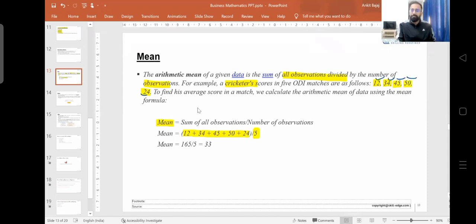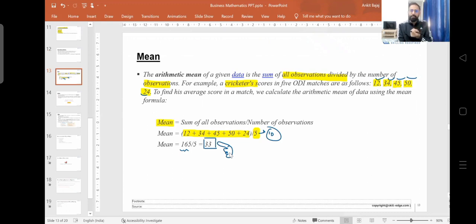Let's suppose if he has played 10 matches, he will have more runs. So if he has played 10 matches, instead of 5 you will be taking 10 here, right? So the average will depend on the number of matches he has played, right? Here, if I do the total of all runs and divide it by 5, then on an average MS Dhoni is scoring 33 runs, right?